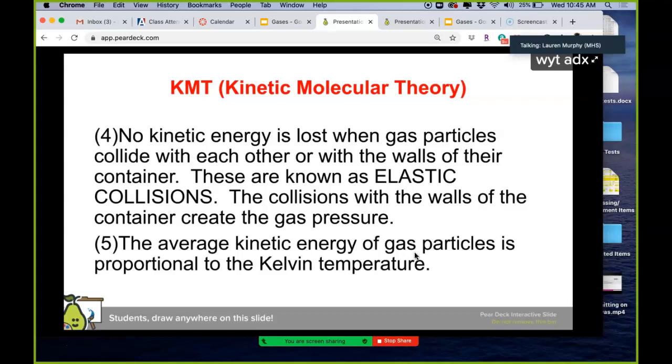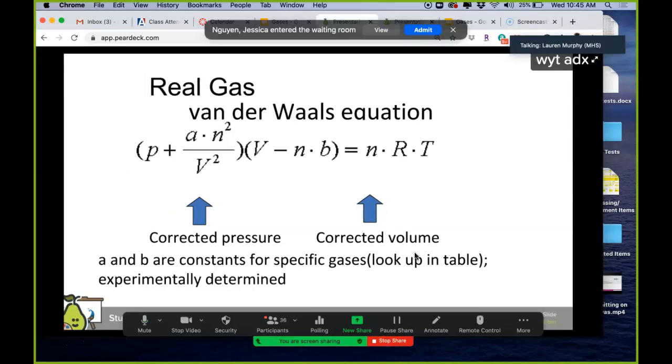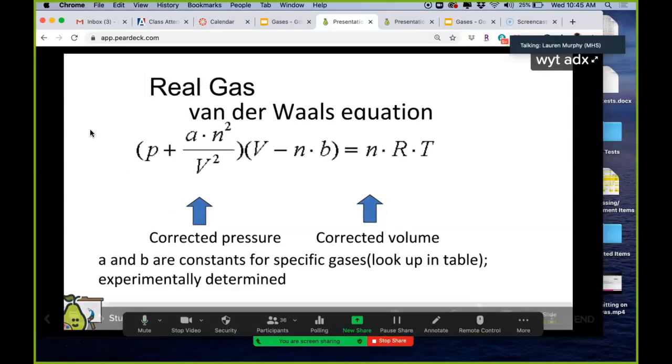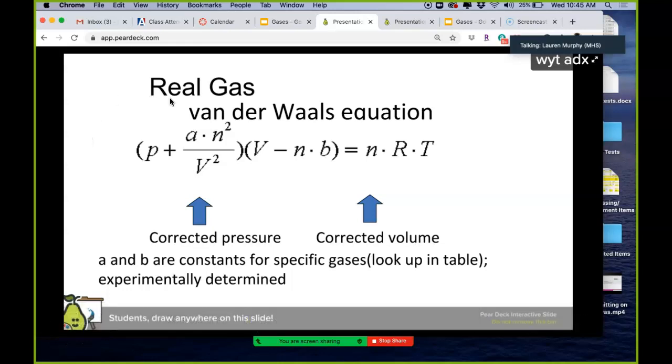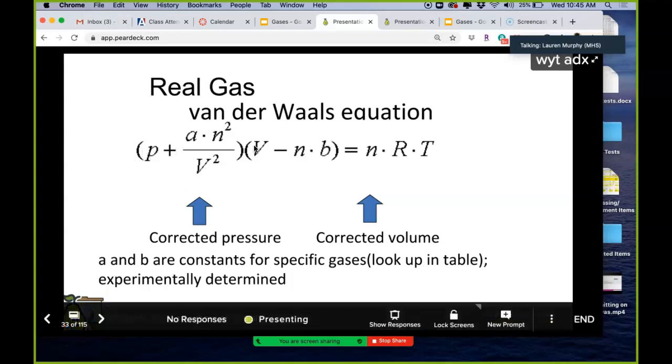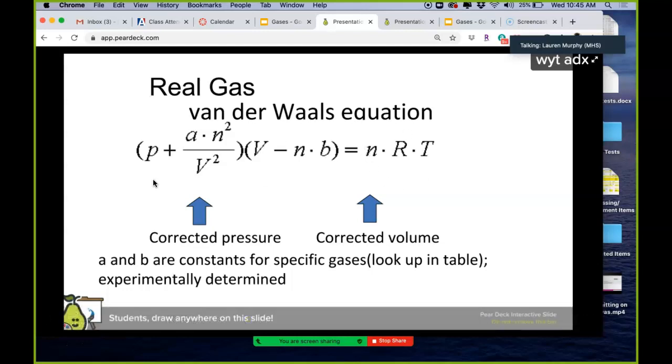This is true. So if we did not use the kinetic molecular theory and ideal gases, anytime we wanted to calculate pressure or volume or temperature or moles or anything, this is what we would have to use. It's called the van der Waals equation, and it is the true equation for real gases without making all of these crazy assumptions that we're going to make right now. It's called the van der Waals equation. It's obnoxious.